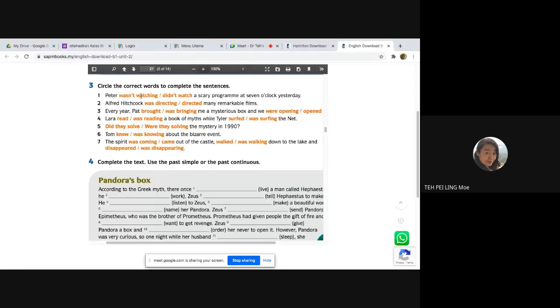I don't. Number 2, Alfred Hitchcock was what? Directing or directed many remarkable films. What's the answer for number 2? Directed. Yes, done. Okay, he did that. So directed many remarkable films.